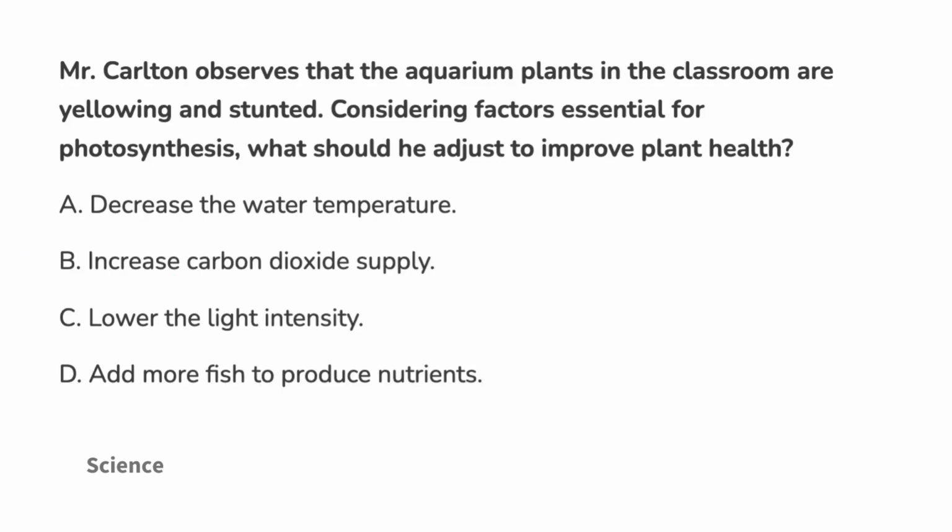Mr. Carlton observes that the aquarium plants in the classroom are yellowing and stunted. Considering factors essential for photosynthesis, what should he adjust to improve plant health? Pause the video, come back when you're ready for the answer. In this case, the correct response is option B, increase carbon dioxide supply. Remember, carbon dioxide is a critical reactant in photosynthesis, and increasing its supply can enhance plant growth and health, assuming other factors like light are adequate.